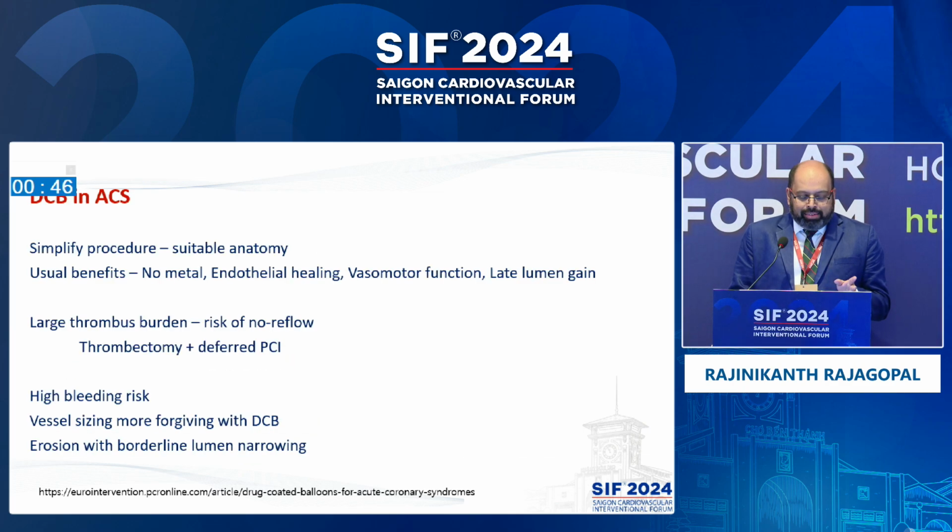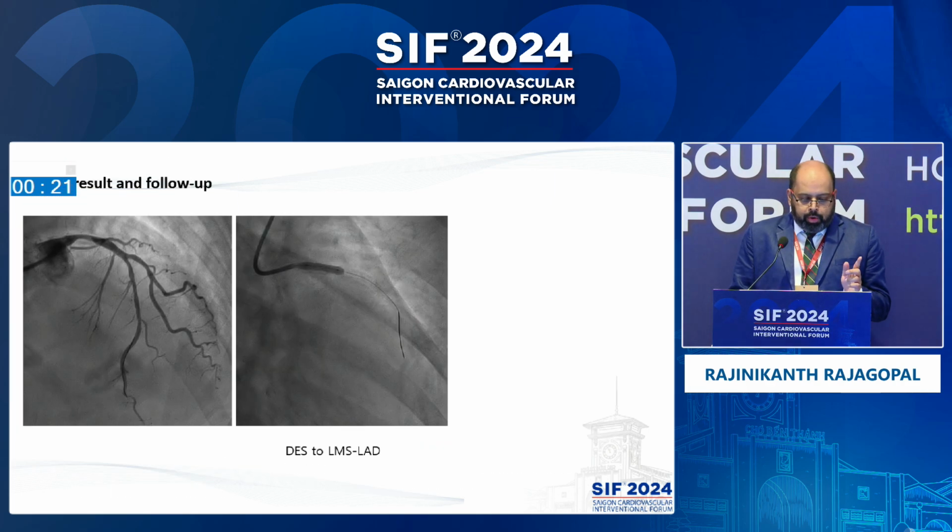So ACS, I think in the interest of time, I'm going to just say the summary. DCB in ACS could be useful to simplify procedures. Apart from usual benefits, it can be good because when there is large thrombus burden, you can do thrombectomy, bring the patient back a couple of days later and just defer PCI with this DCB. And in erosions where you don't want to put in a stent, a DCB may be a good option. We won't look at the case examples.